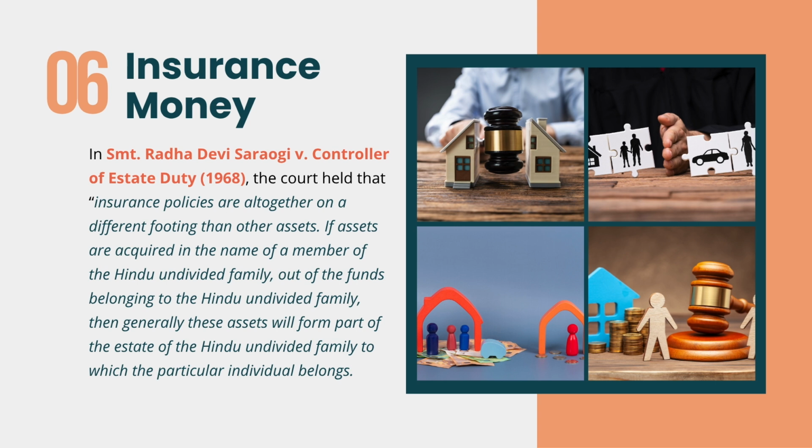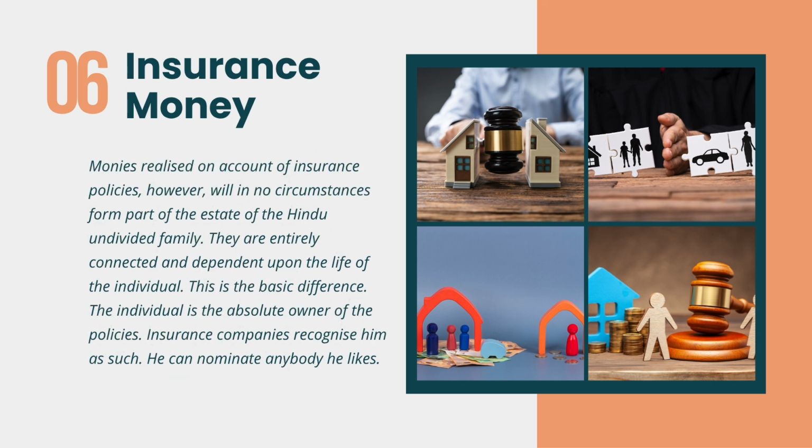If assets are acquired in the name of a member of the Hindu undivided family, out of the funds belonging to the Hindu undivided family, then generally these assets will form part of the estate of the Hindu undivided family, to which the particular individual belongs. Monies realized on accounts of insurance policies, however, will in no circumstance form part of the estate of the Hindu undivided family. They are entirely connected and dependent upon the life of the individual. This is the basic difference.